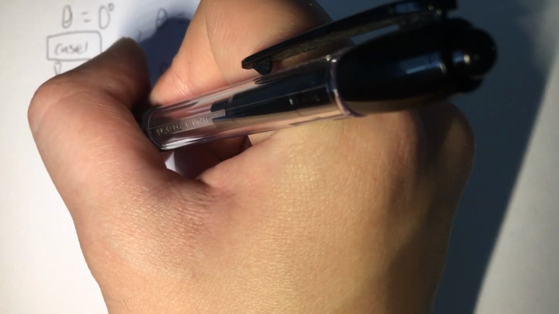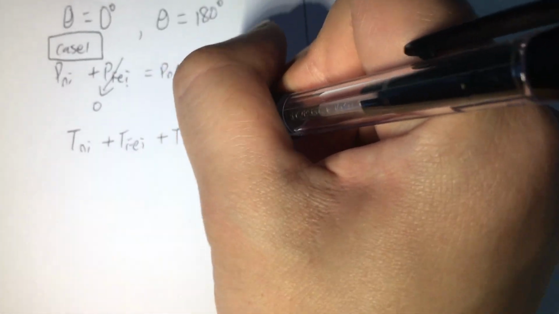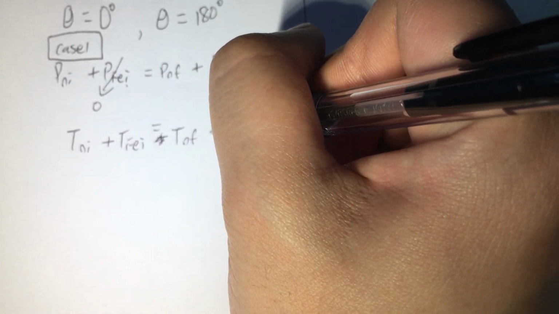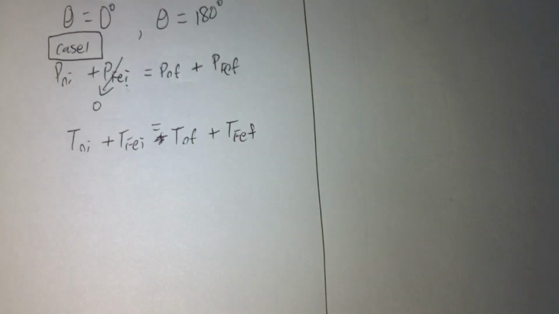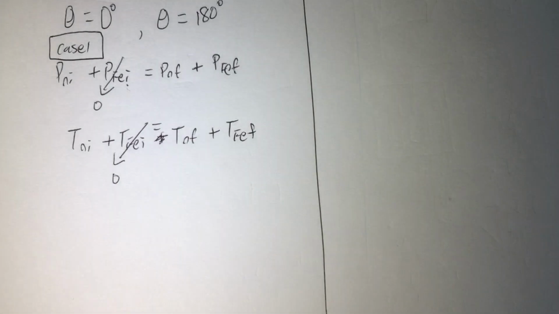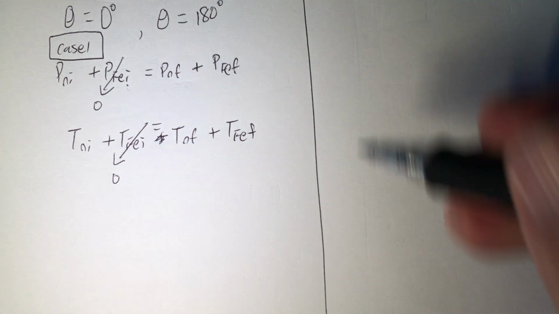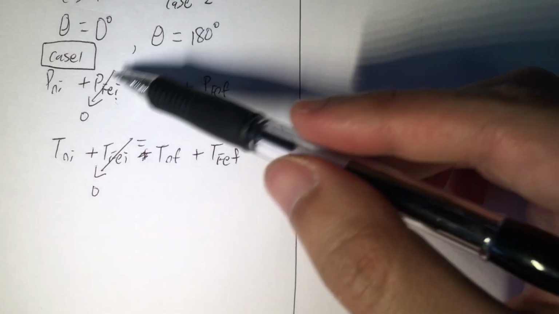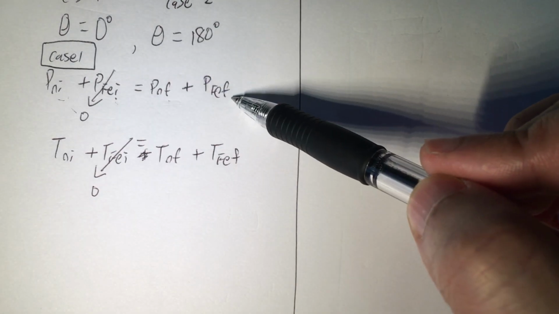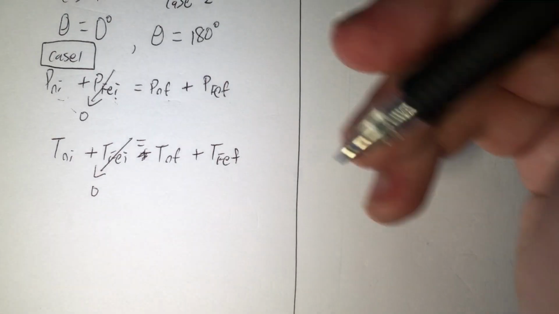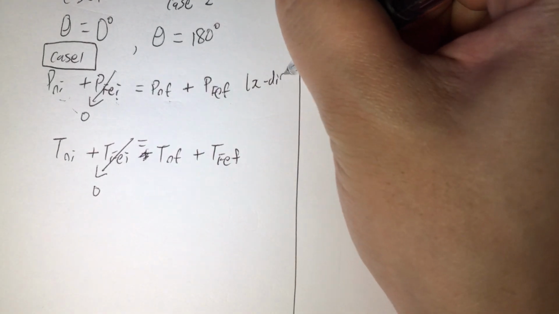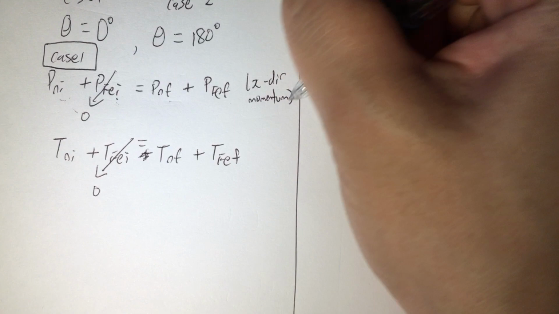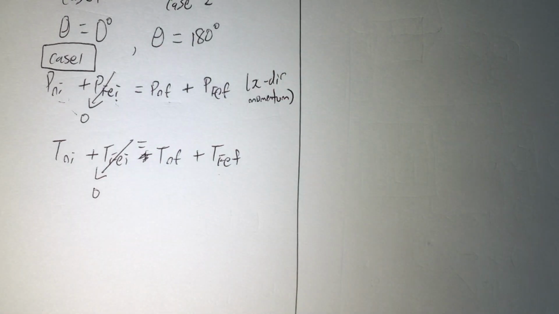So let's take a look at our second equation as well. It's T_ni plus T_Fei equals T_nf plus T_Fef. So this T_Fei will also equal 0. So we'll have these two equations now. The first, P_ni equals P_nf plus P_Fef, is the momentum in the x direction, and this is the kinetic energy equation.